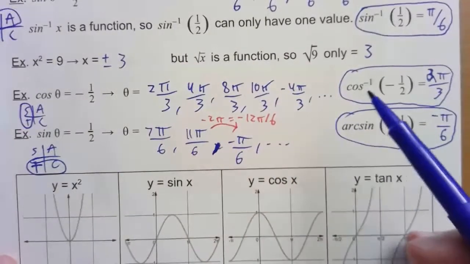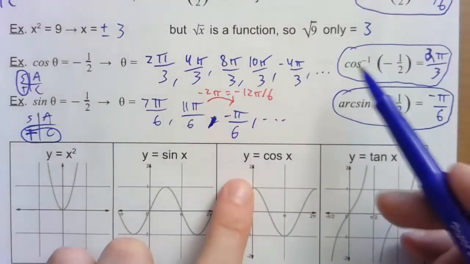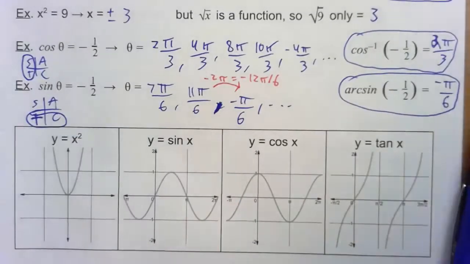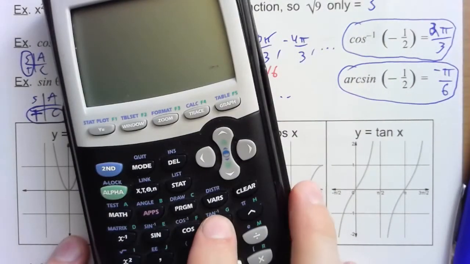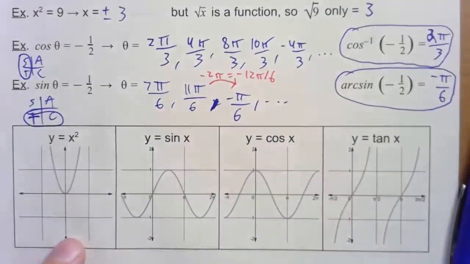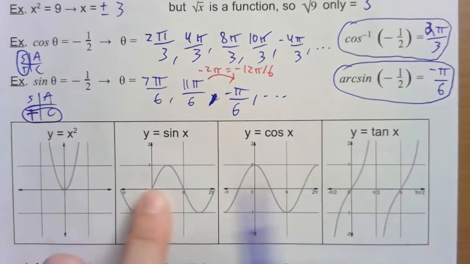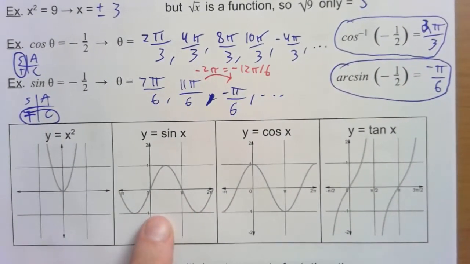Well, wait a minute. We've been doing it. Here's cosine inverse right here. We did it. It's in my calculator. My calculator has inverse sine, inverse cosine, inverse tangent, and they work as functions. But what we're saying is that these don't have an inverse that's a function. All right, what's going on?